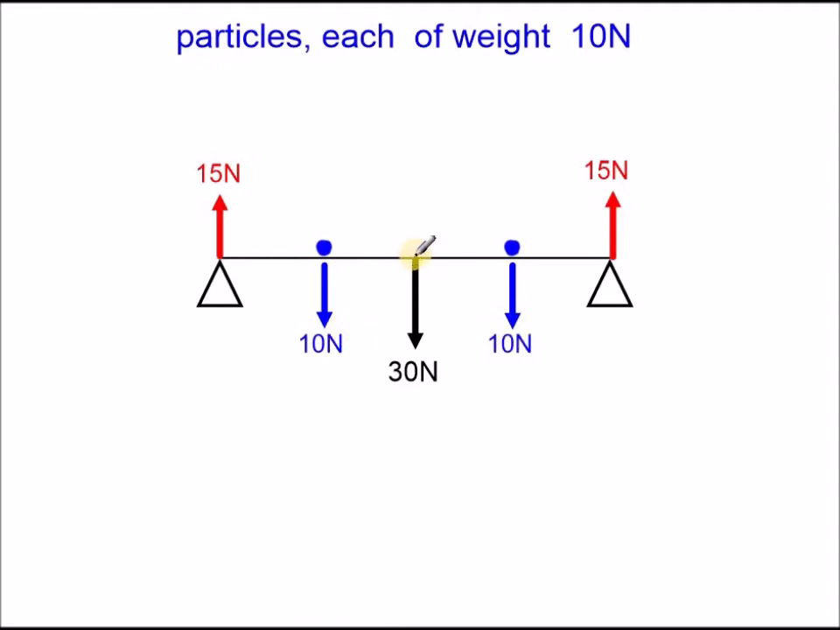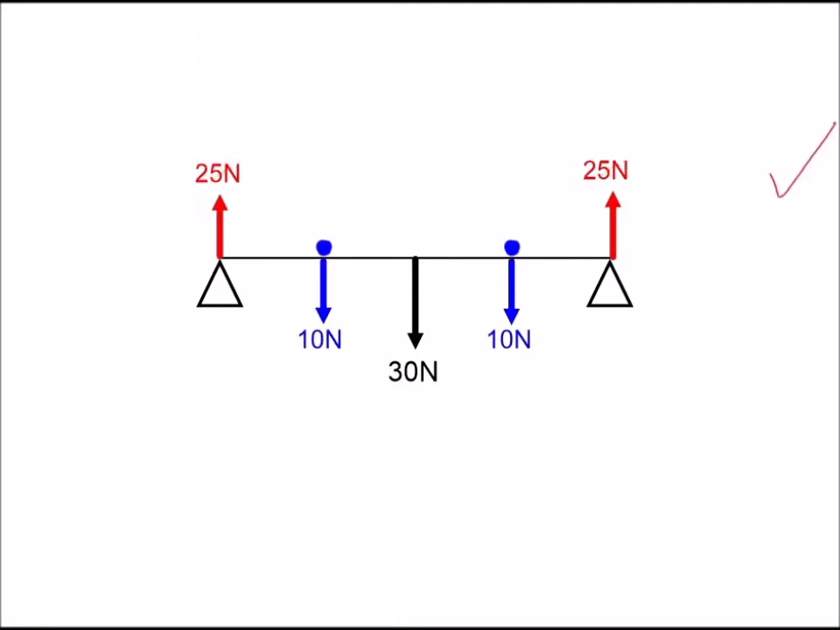They are placed an equal distance from the center. The total weight now for the beam and the particles combined is 50 newtons. That weight has to be supported at each end. So these values are now wrong. They add up to 30 and not 50. These are the correct values, and this is the correct diagram.